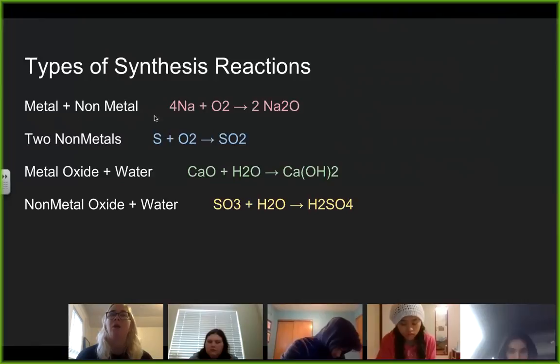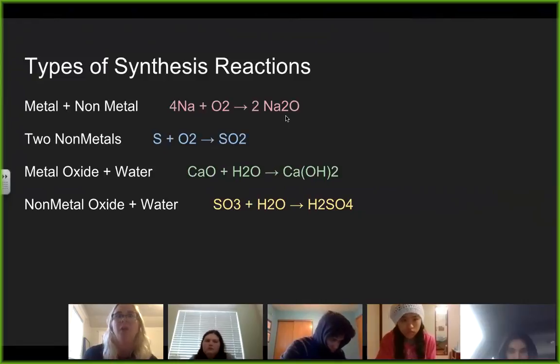If you have a metal and a nonmetal, sodium's a metal, oxygen is a nonmetal, they form together. Okay. If you have 2 nonmetals, they can form a new compound. If you have a metal oxide and water, so these last 2 are the most confusing. A metal plus a nonmetal and two nonmetals look pretty obvious. You literally take sodium and oxygen and figure out their bonding. You take sulfur and oxygen and you figure out their bonding, right? So those two are easy.